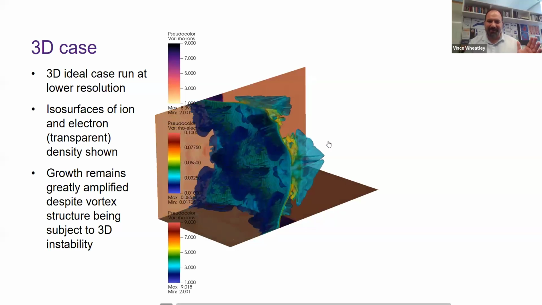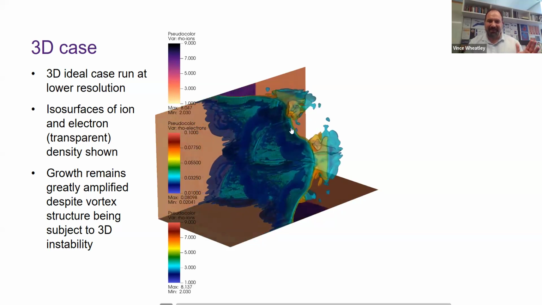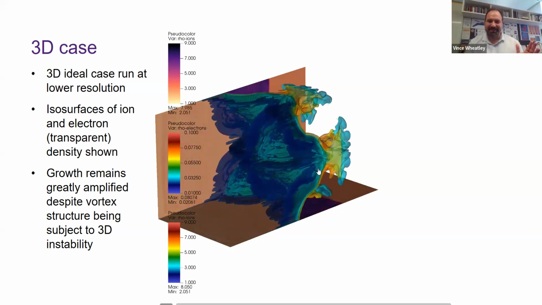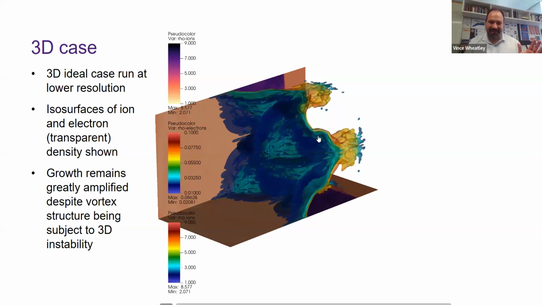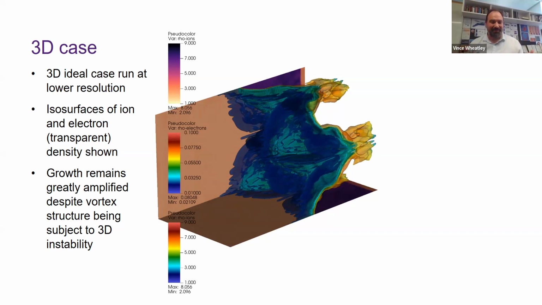We see the very rapid development of the transparent electron interface and the slower evolution of the ion interface in between, underneath. But we can see that despite the presence of 3D instabilities, the ion interface has still gone highly nonlinear, developed secondary instabilities, and begun to roll up. So the presence of 3D instability did not bring this closer to the hydrodynamic case.